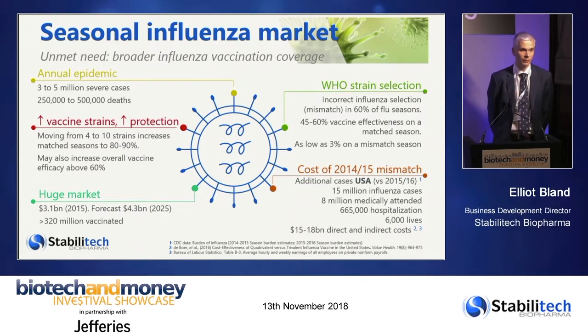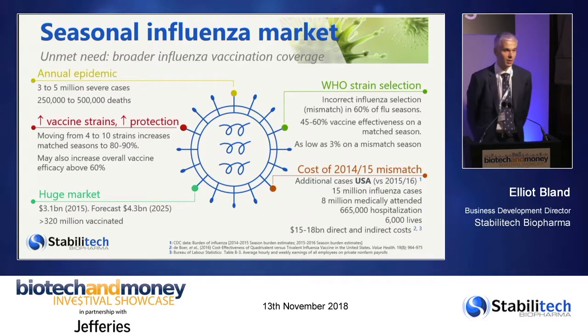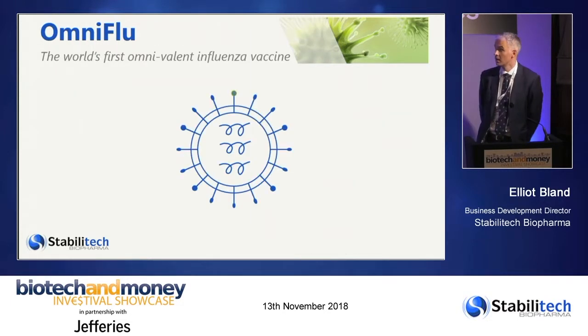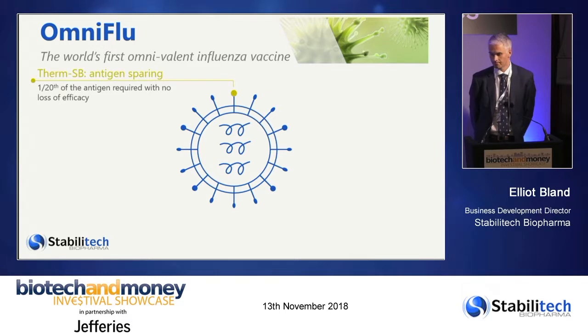If we can move from 4 strains to 10 strains, we will completely turn the tables on the flu strain selection match issue, and may also increase the overall vaccine efficacy because you will better represent the number of circulating strains in the environment on a given season.